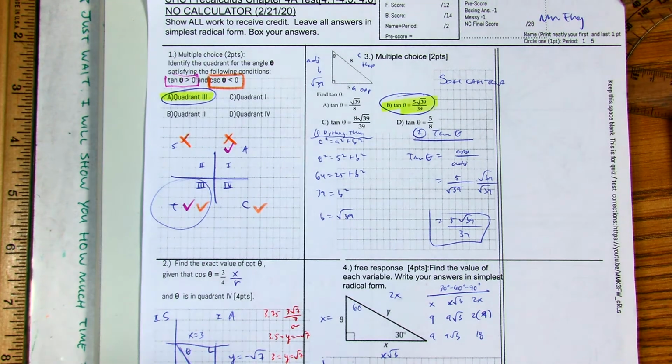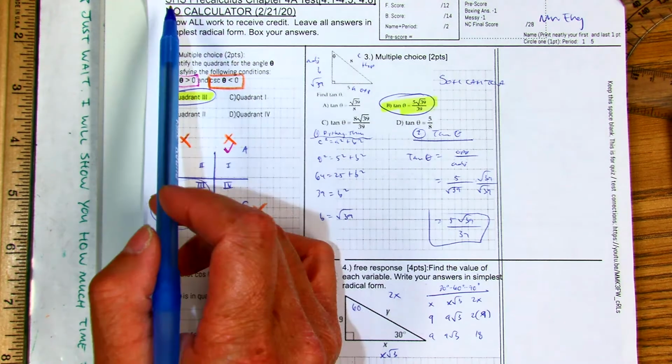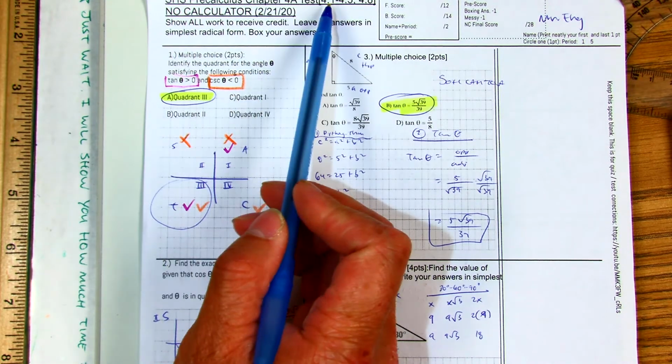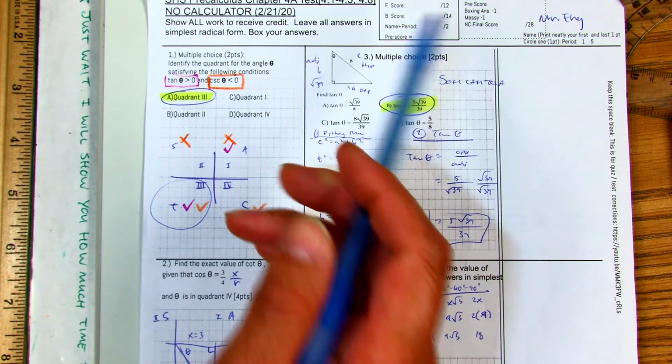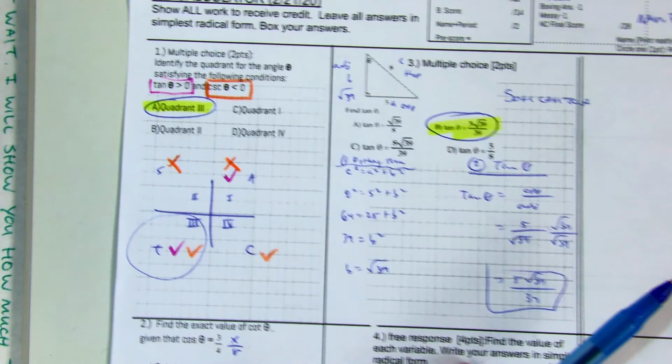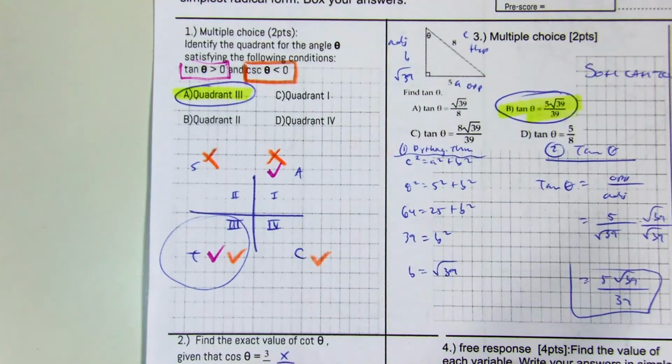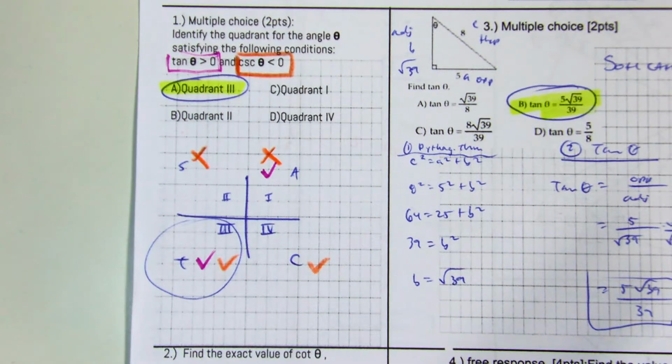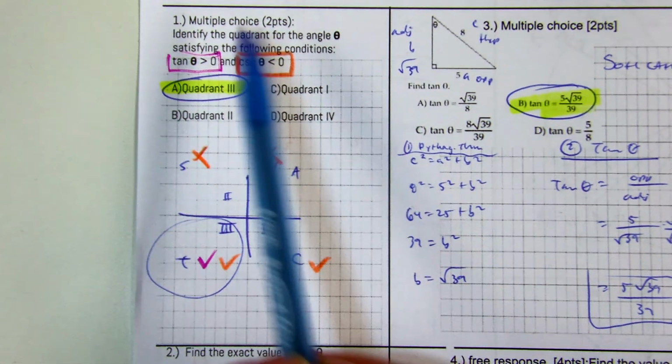Mr. Ng is going over the Precalc Chapter 4A test taken February 21st, 2020. This is the non-calculator part. Question number 1, multiple choice.